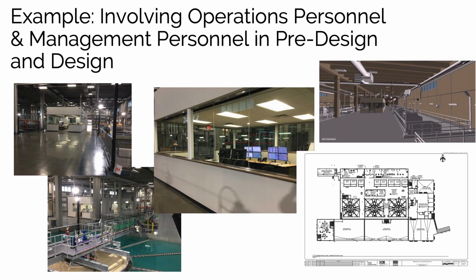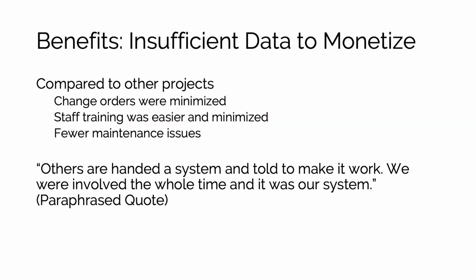And another change they made was to put their control room in the middle of the plant instead of the back, with glass windows so that as they're controlling the filters in this particular plant, they could actually watch what was happening. So it was a really good process for them, and it minimized their change orders. Their staff training was much easier after they got the facility, and they had fewer maintenance issues.